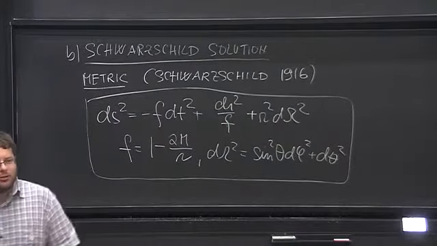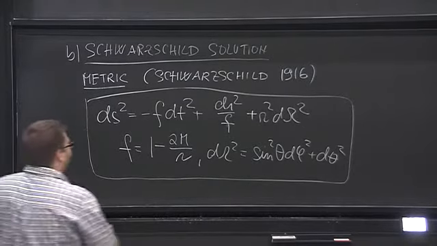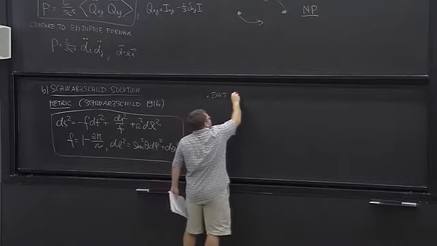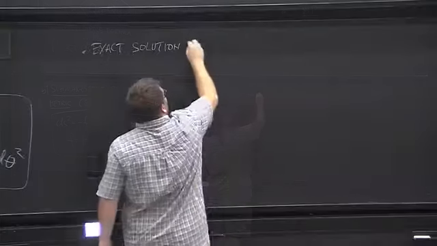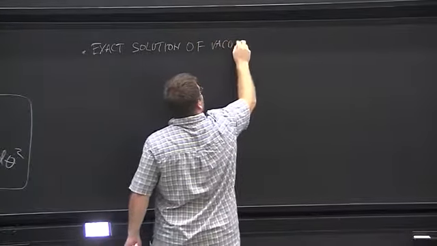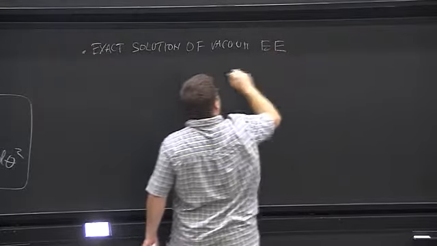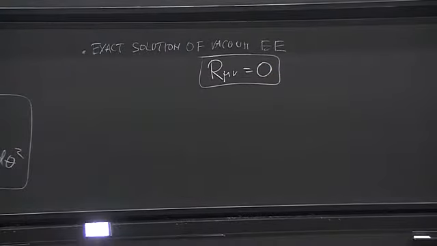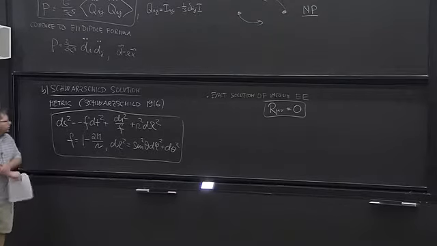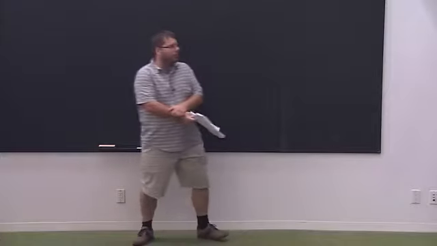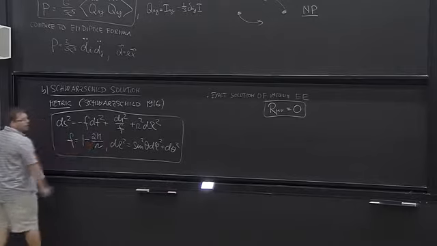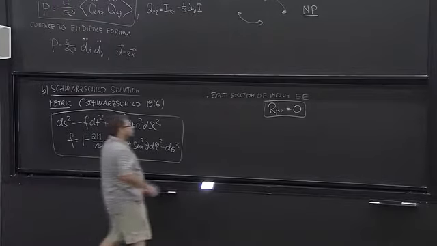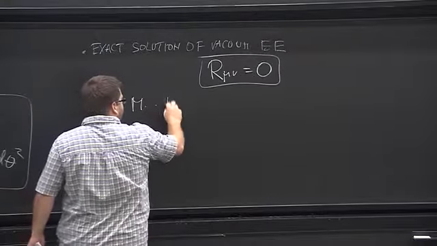The statement is that this is an exact solution of the vacuum Einstein equations, R_μν = 0. The solution obviously contains one parameter. That's this parameter m. And that is, if you want, an integration constant of your Einstein equations. m is the only parameter, and it's an integration constant.